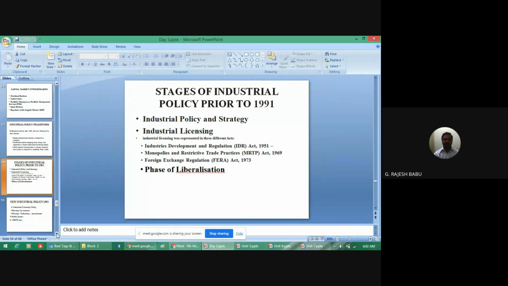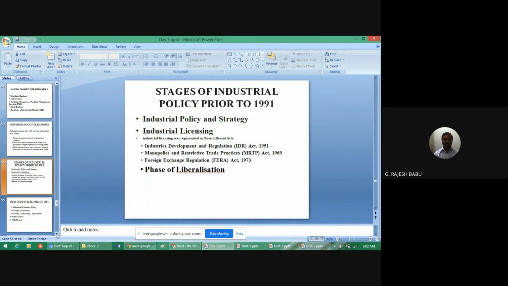Next one, Foreign Exchange Regulation Act 1973. This was enacted to control the acquisition of foreign exchange by holding foreign exchange in any form.